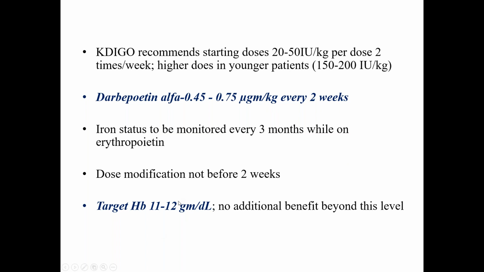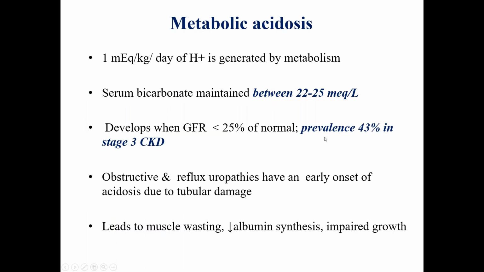And the target hemoglobin that you want to maintain by giving erythropoietin is between 11 to 12. You don't want to go beyond 12 because there is no additional benefit of reaching beyond these levels, and you will end up giving much more erythropoietin, which will not be very cost effective.